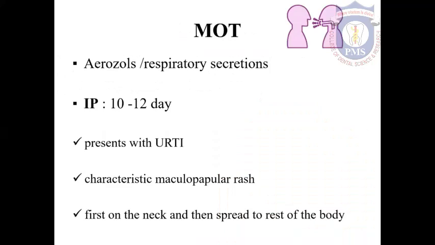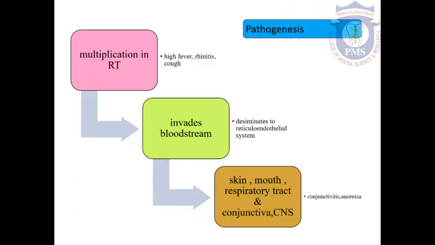Pathogenesis. Mode of transmission occurs predominantly via the respiratory routes, either by droplet inhalation over short distance, which is the commonest method, or small particle aerosols that remain suspended, especially in schools, hospitals, and enclosed public places. Spread. How does this virus spread? The virus multiplies locally in the respiratory tract. That is, it mainly presents with upper respiratory tract infection. A characteristic maculopapular rash, first on the neck and then spreads to the rest of the body.